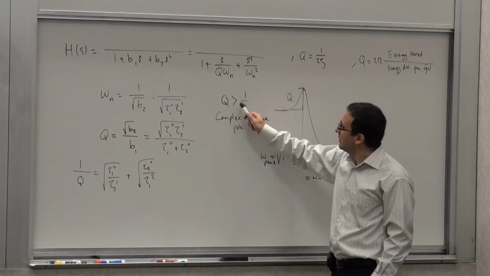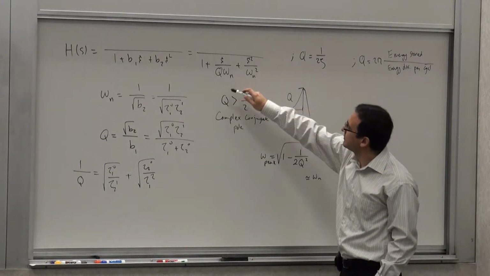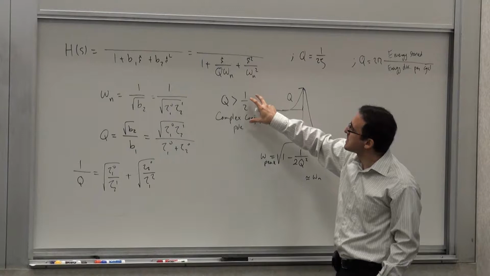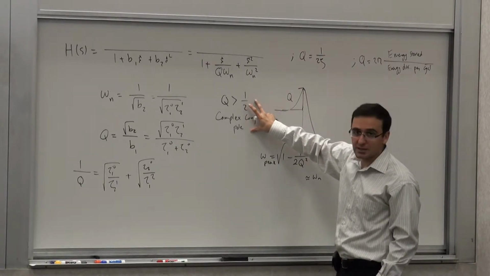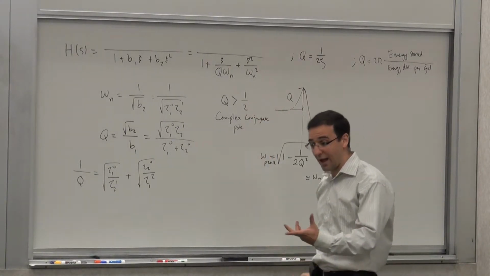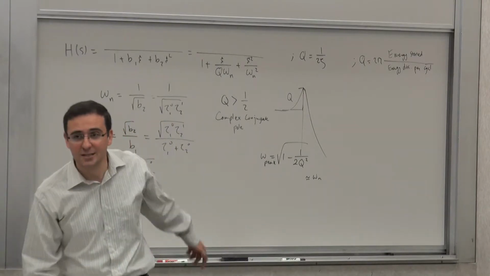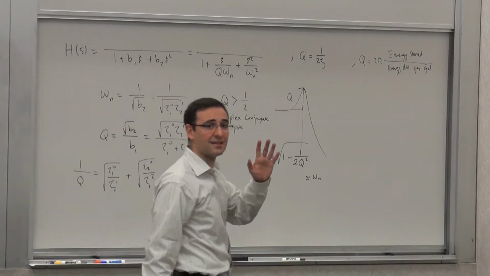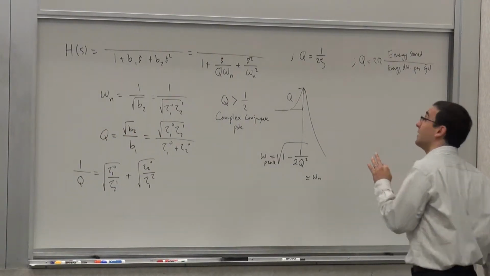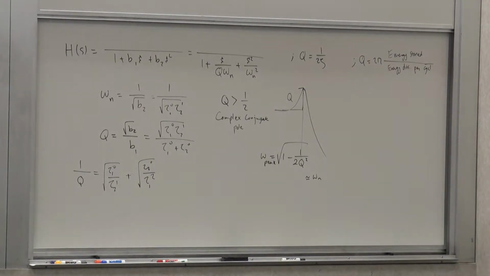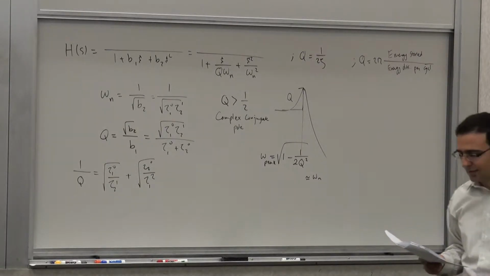But anyway, here's the thing, you can use this to determine whether or not you have complex conjugate poles. So in this numerical example, Q is 3, square root of 10. So it means that we have complex conjugate poles. And if you look at the Bode plot carefully, you see the peaking.